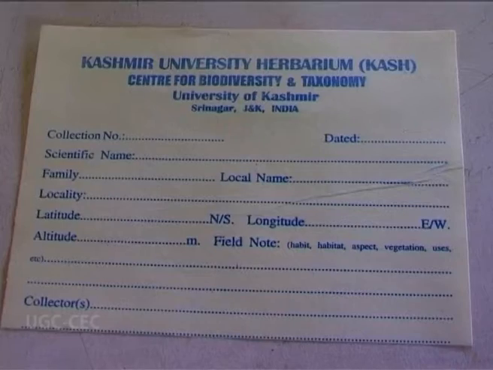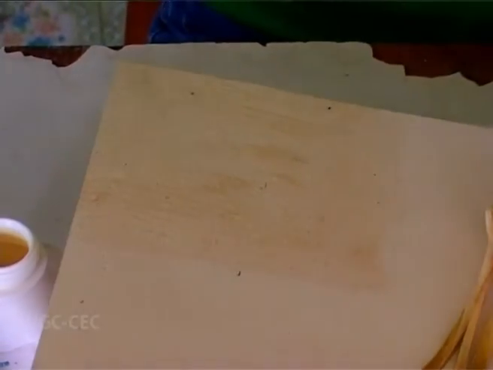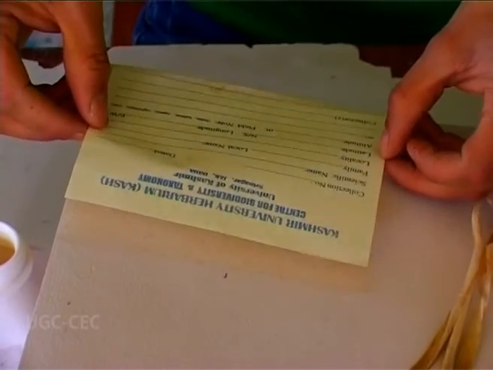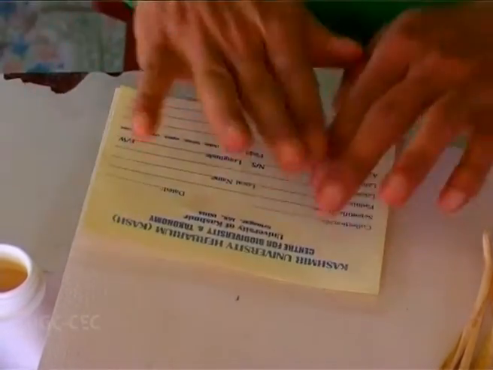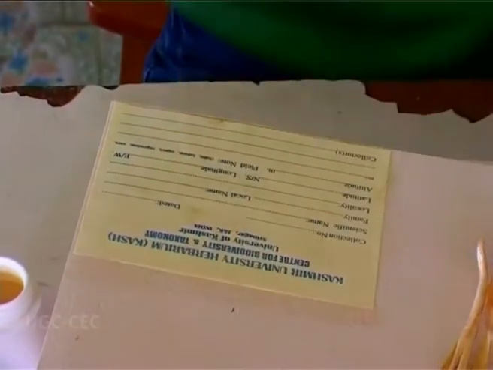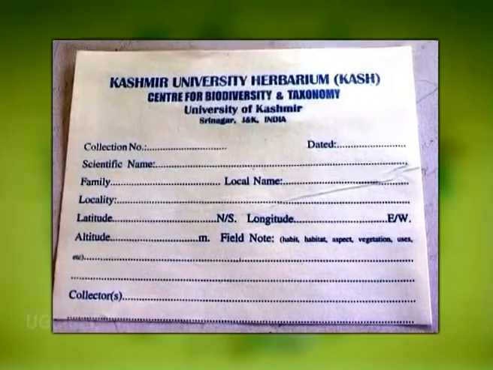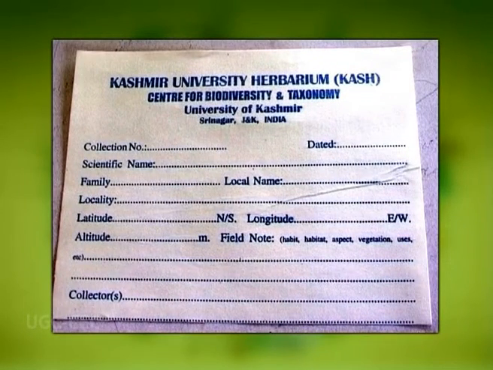Now the next step is what we call labeling. A herbarium label of standard size, 8 by 12 centimeters, is glued to the sheet, usually in the lower right hand corner, after the specimen has been mounted on the herbarium sheet. In general, the specimen label should include the plant's name, family, local name, locality from where we have collected, latitude, longitude, altitude, date of collection, the collection number, a brief field note, and the collector's name.